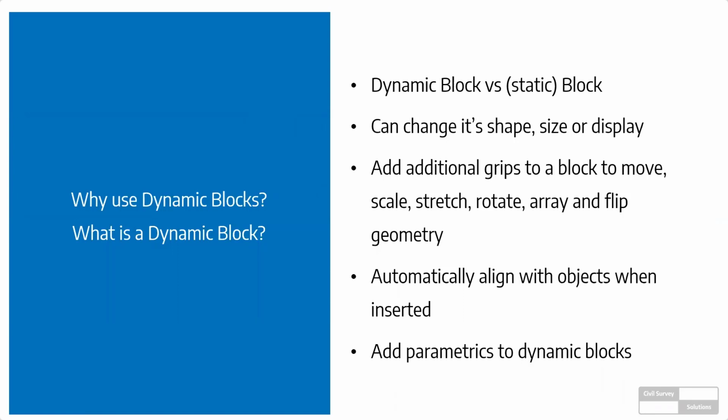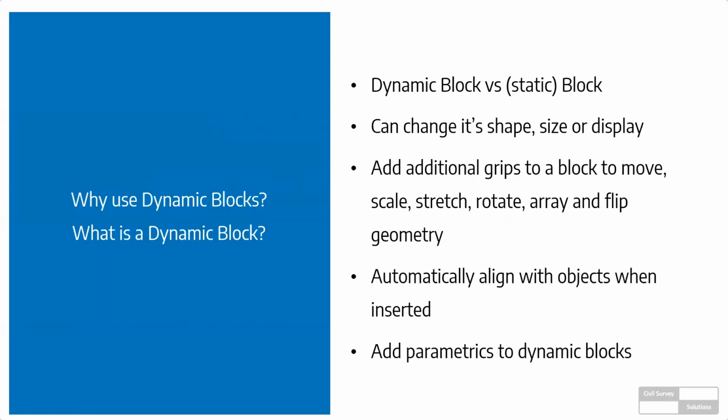When you insert a block into AutoCAD, you only really have the X and Y scale factors and the insertion point. With a dynamic block, we can actually add additional grips, and therefore we can change its shape, its size, or display. The additional grips can also stretch your block if you need to, rotate, array, and flip the geometry. You may have a curb that's on the left-hand side of the road, but it's showing as if it's on the right-hand side. You might have a flip object in that curb, and you'll be able to flip it to display the opposite of what it's displaying.